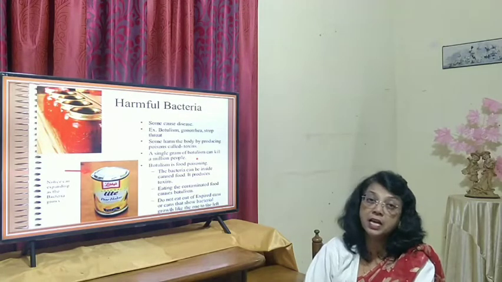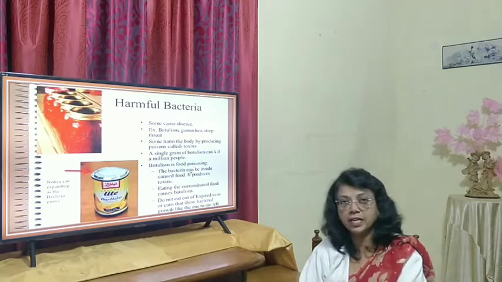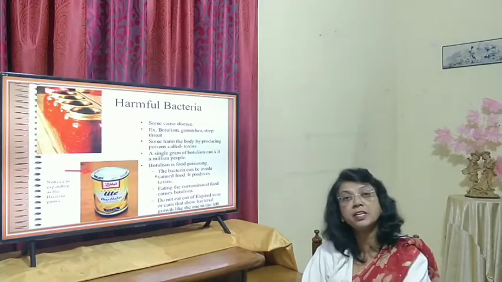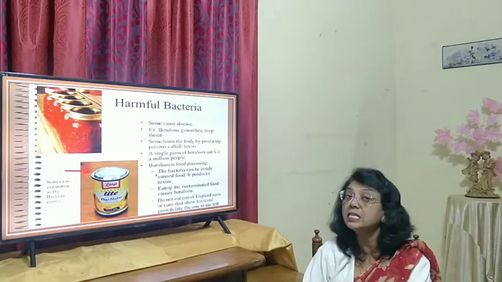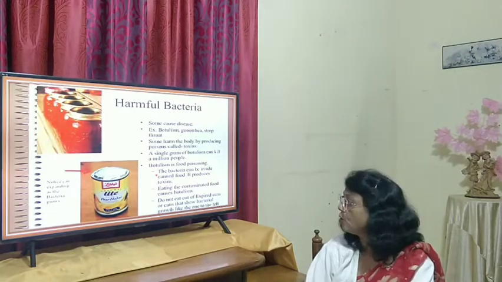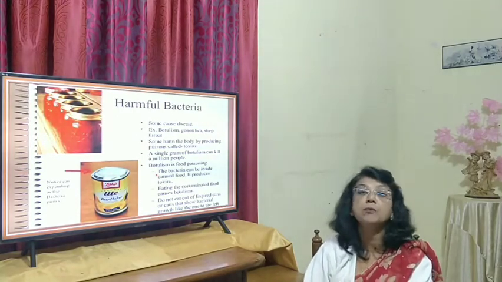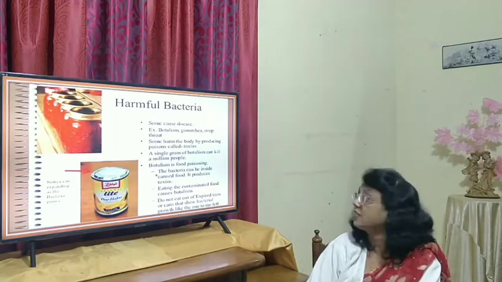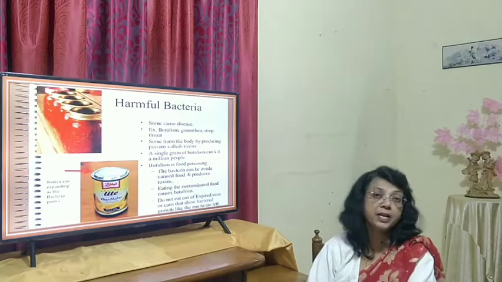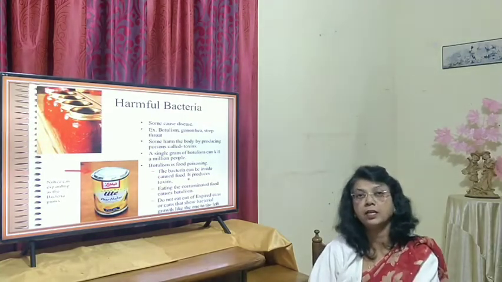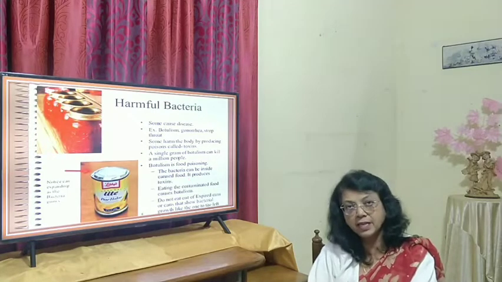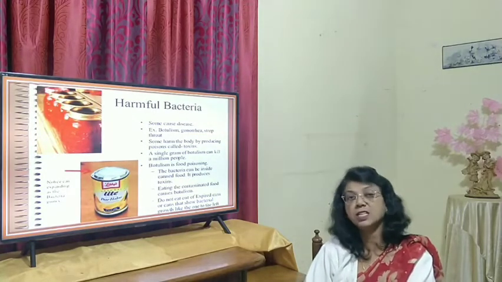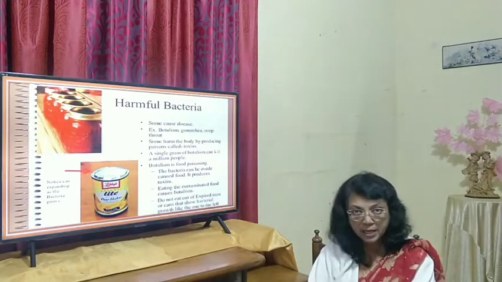Botulism is food poisoning. We often use the word food poisoning, but the scientific name of food poisoning is botulism, and it is caused by the bacteria botulinum. The bacteria can be inside canned food. That is why you are asked to see the expiry date of the packets or the tinned foods or the Tetra packs that you are buying.